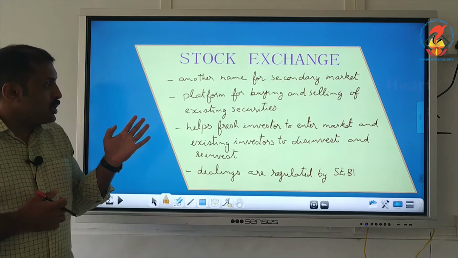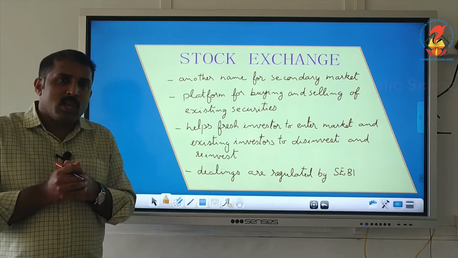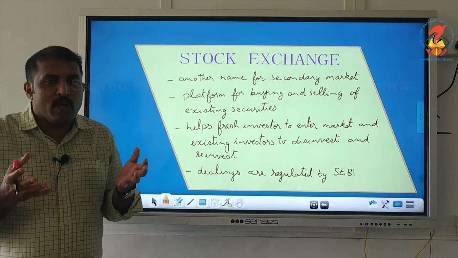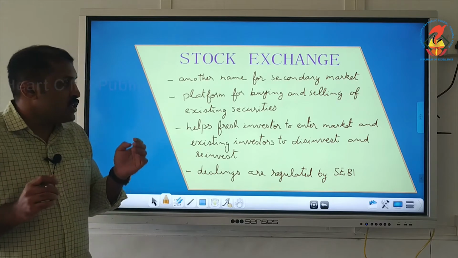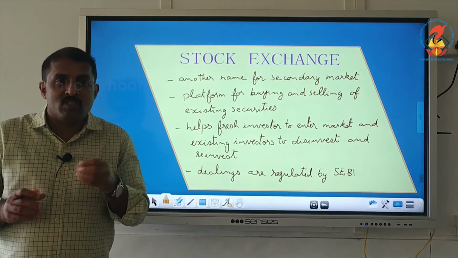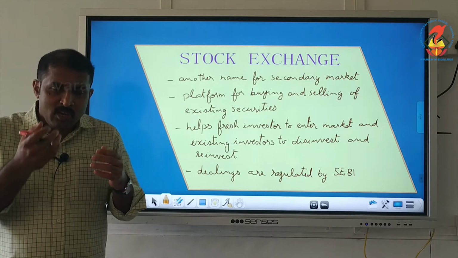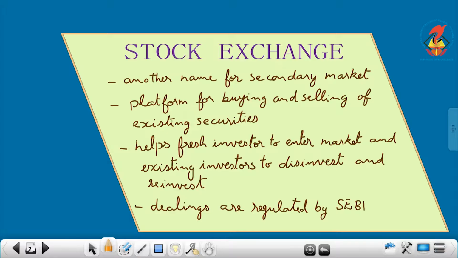Secondary market is important because it is helping new investors to enter into the financial market, as well as the existing investors to disinvest and reinvest. Disinvest means sell off. Reinvestment means that after selling off, we can invest into some other securities. So it is helping fresh investors to enter the market and existing investors to disinvest and reinvest.